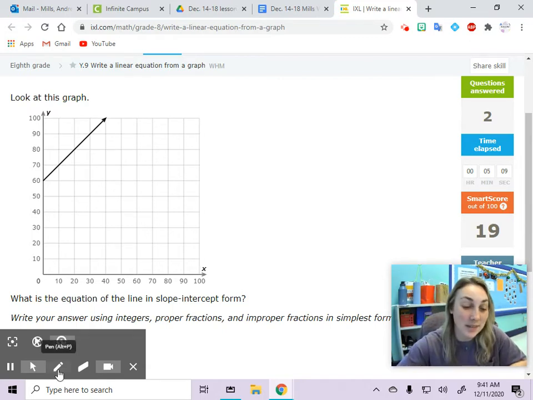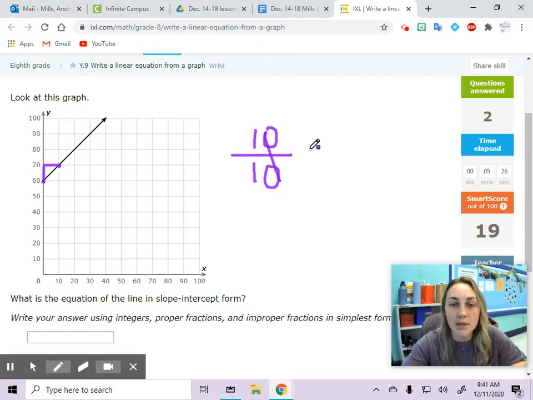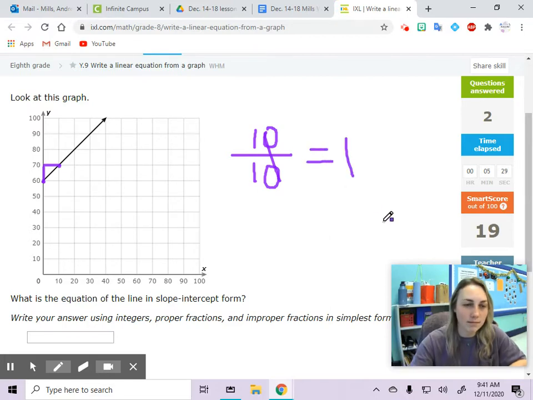All right, so first we're going to find the slope. Here's my first point, and here's my second point. I hope this doesn't keep happening because we're going to rise 10 points, and then we're going to run 10 points. Again, that can be reduced to 1. So again, our slope is 1. And then we have to find the y-intercept, which is where the line crosses the y-axis. Here's our y-axis, and it crosses at positive 60.